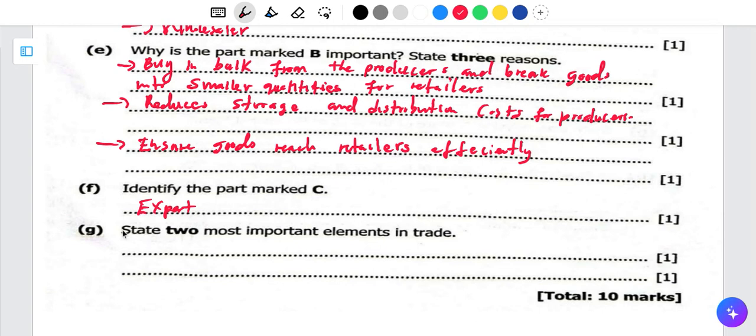Then state two most important elements in trade. In trade, there are only two important elements involved, that is buying and selling. You can buy or you can sell. Those are the important concepts that you need to know.